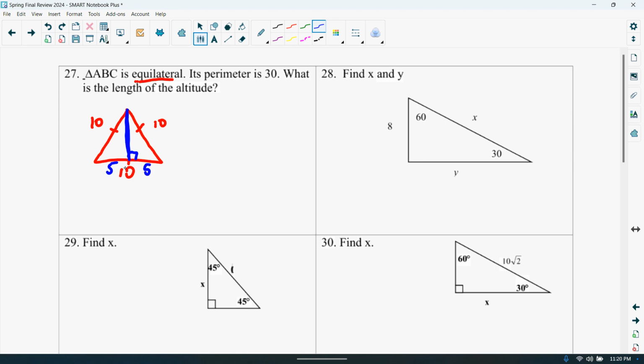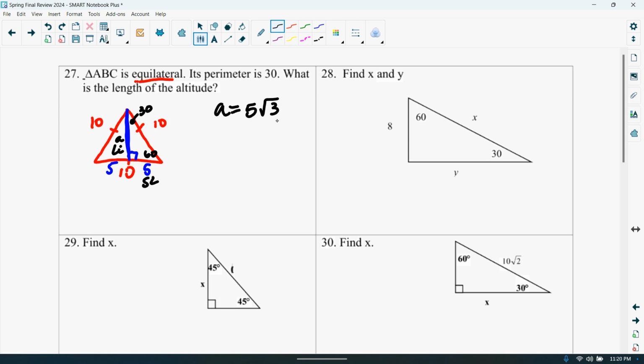So what it creates is a 30, 60, 90 triangle here. If it's equilateral, each angle is 60. But then the altitude bisects, so this angle up here is the 30. And to find the altitude, which is here, this represents the long leg, and the 5 is my short leg. So my altitude would just be 5 root 3.